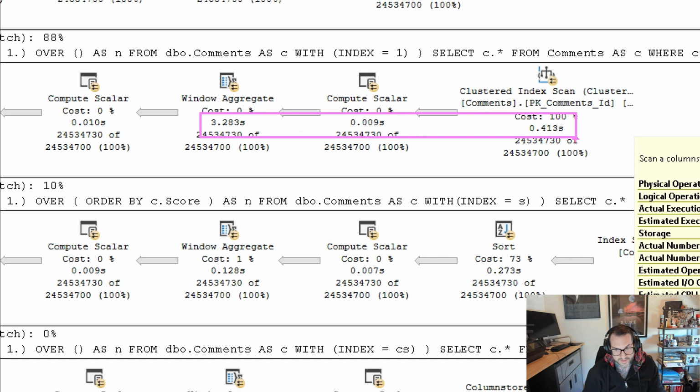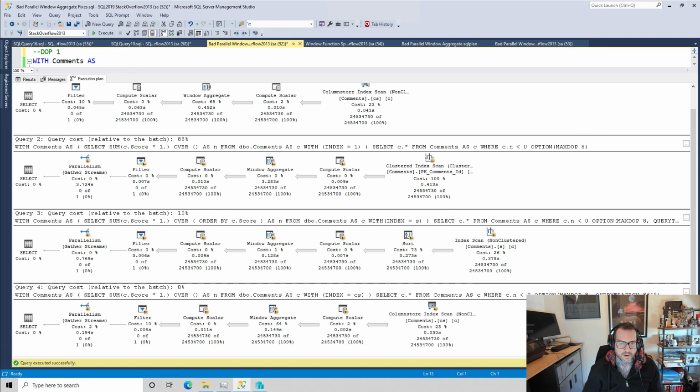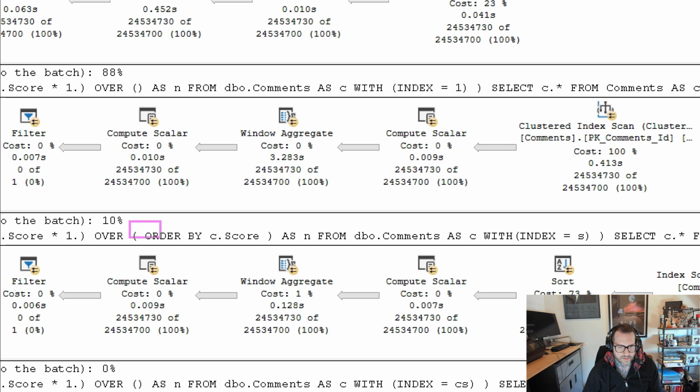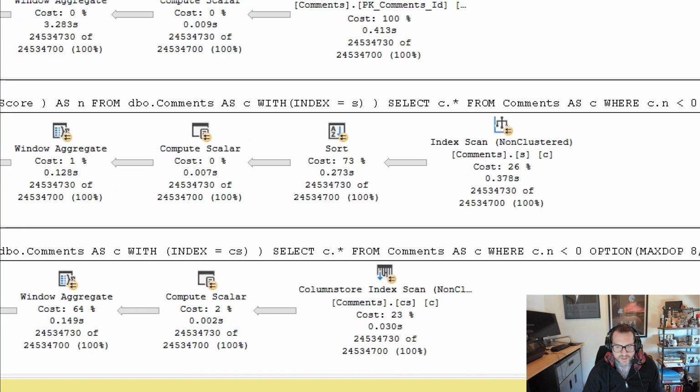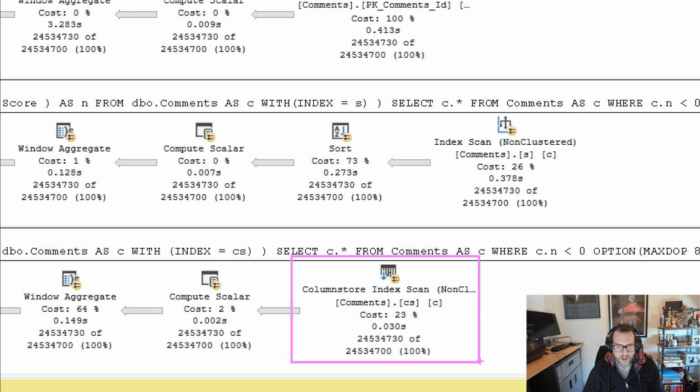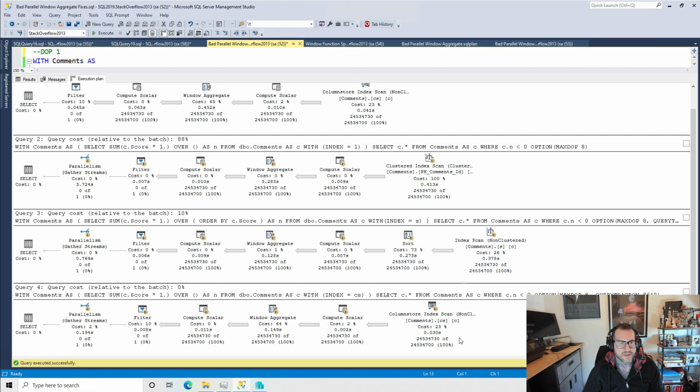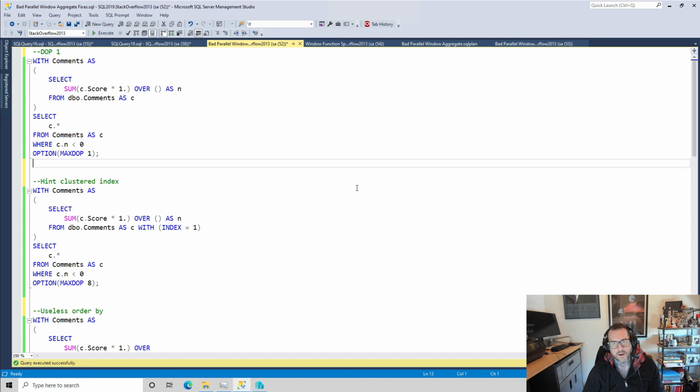I don't fully understand why going back to the clustered index works better than just going to the non-clustered index. And also, if we add a useless order by to the windowing function, so here I just stuck an order by c.score in there, the issue does not reproduce there. And finally, if we use a column store index, in this case non-clustered column store, as a data source, the issue also does not reproduce there. So all sorts of things that potentially make this query faster, or fix the issue with the spinlocks, seem to work there.